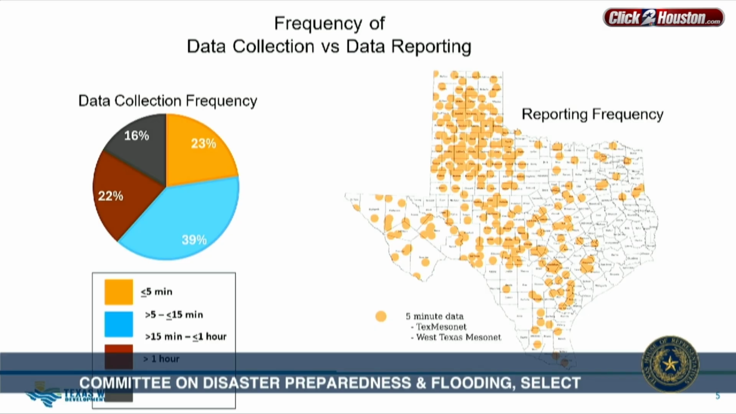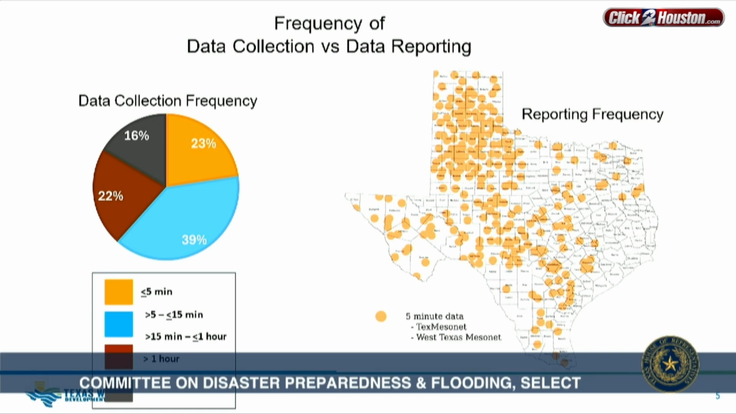The pie chart that is shown on the left of the slide shows the proportion of stations in Texas that are collecting data at various frequencies. From our assessment, a majority of stations, the color shown in blue, so 39%, collect data between 5 and 15 minutes. But only 23% of stations are collecting data at a frequency of 5 minutes or less. And so in terms of the frequency of reporting data, most networks are not reporting at a fast rate.